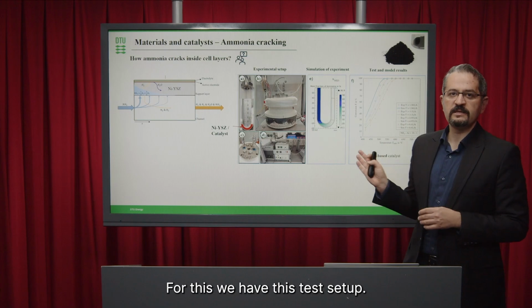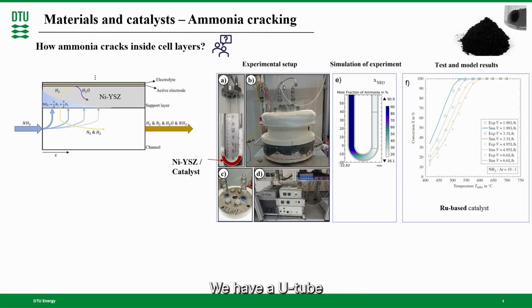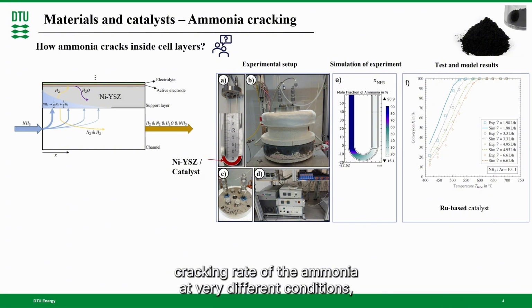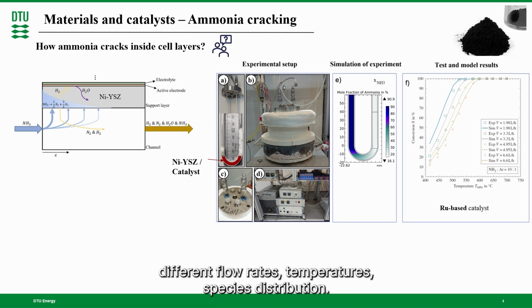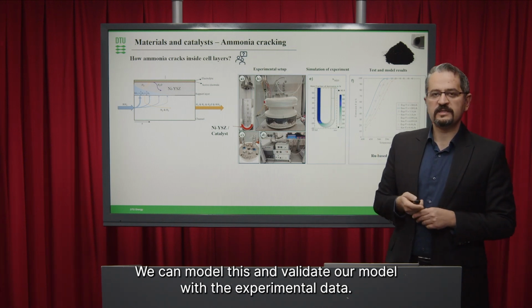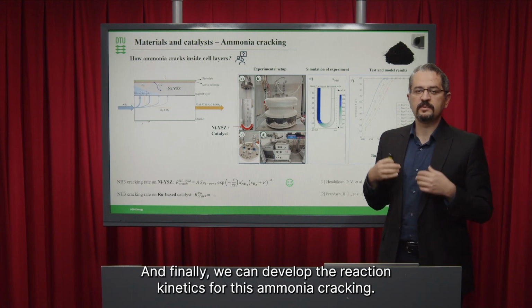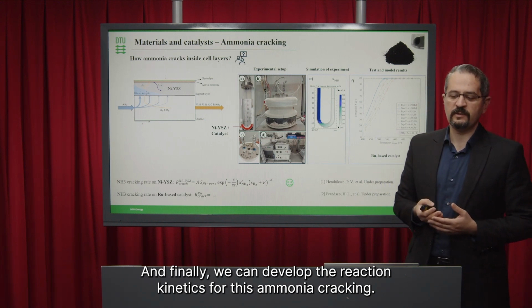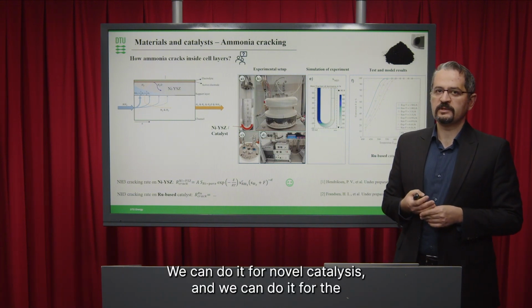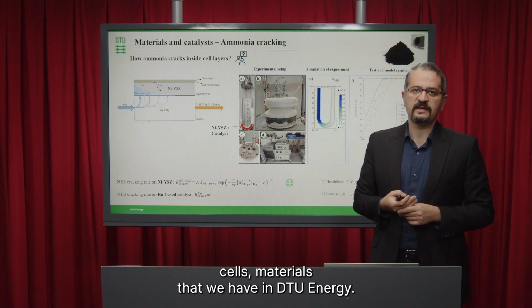For this, we have this test setup. We have a U-tube reactor where we put some catalyst at the bottom, and we can measure the cracking rate of the ammonia at very different conditions: different flow rates, temperature, species distribution. We can model this and validate our model with the experimental data, and finally we can develop the reaction kinetics for this ammonia cracking. We can do it for novel catalysts, and we can do it for the cell materials that we have in DTU Energy.